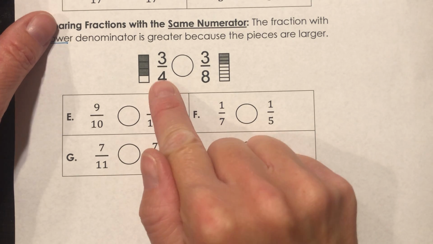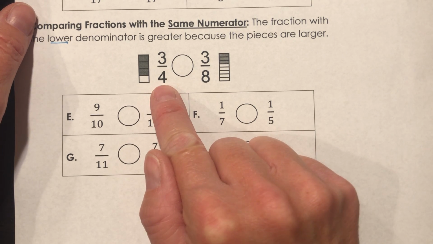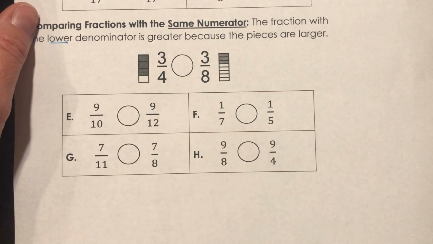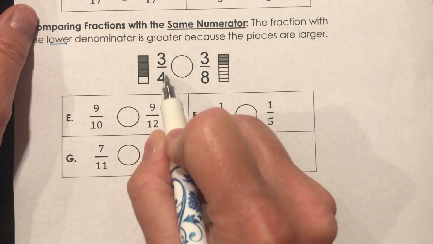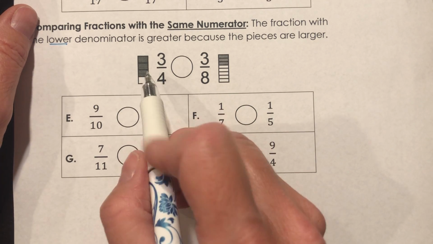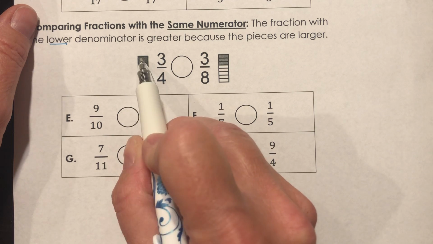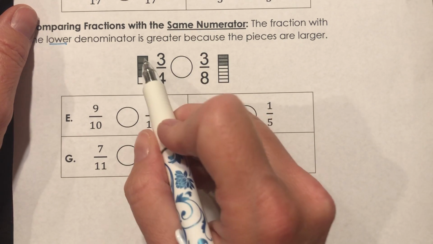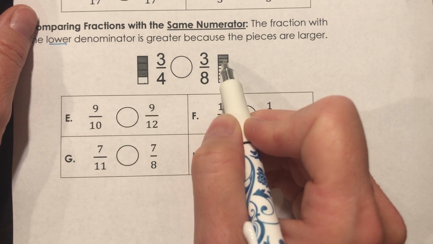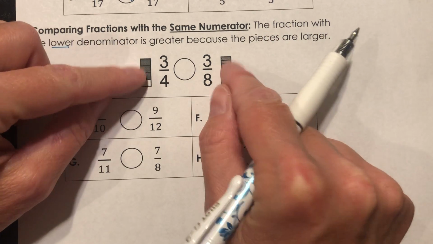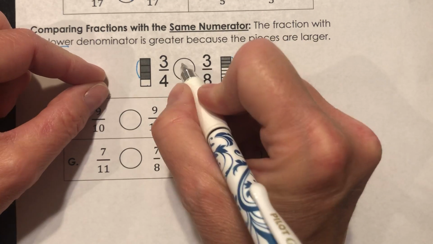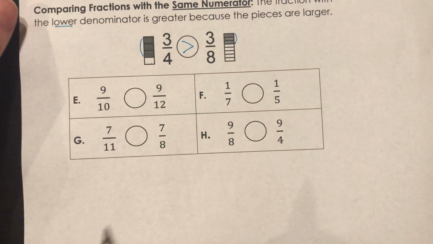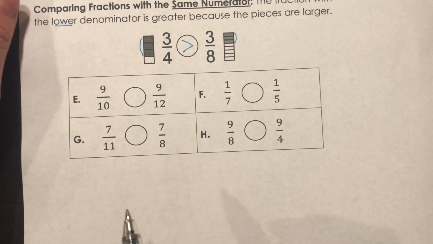And we said the lower the denominator, the fewer people you share with, so you get bigger pieces. So if my numerators match, the one with the lower denominator will be greater because you are getting larger pieces. You can see here, 3 out of 4 is definitely more than 3 out of 8. This is the same size whole. This one takes up this much space, this one only this. So go ahead and press pause and then press play after you're done.